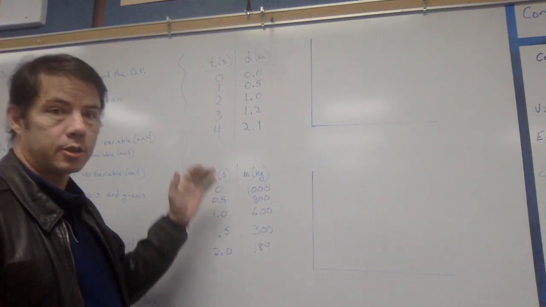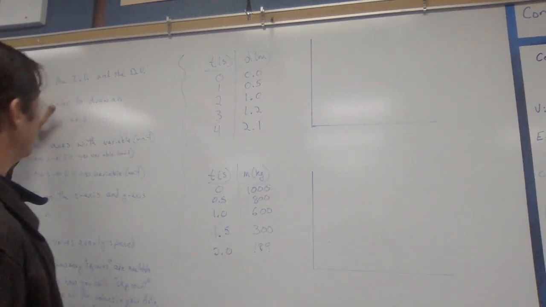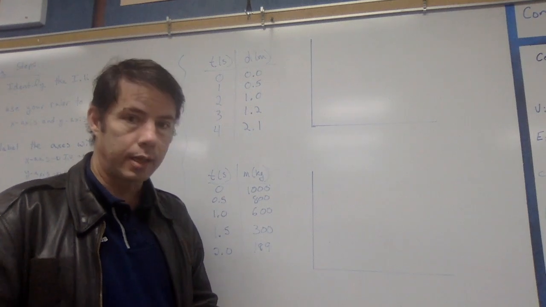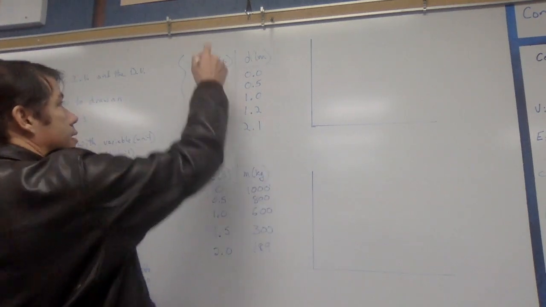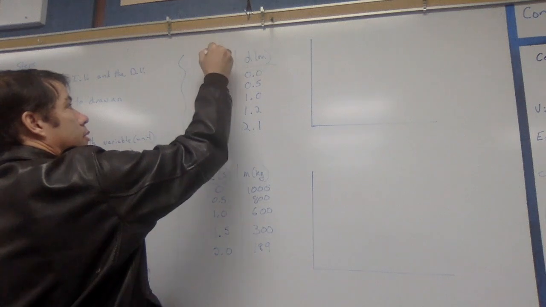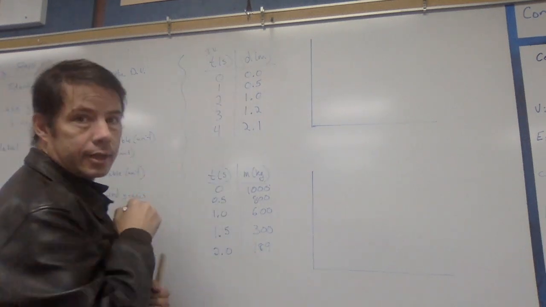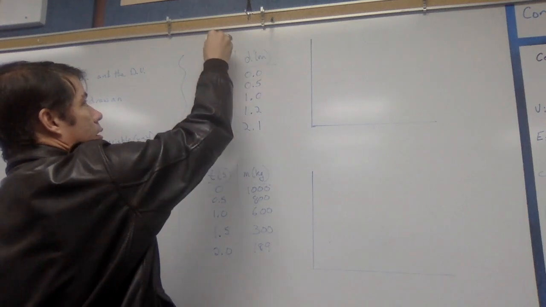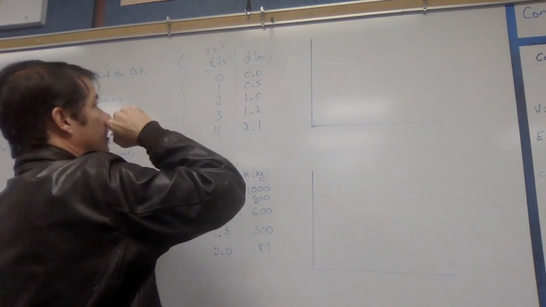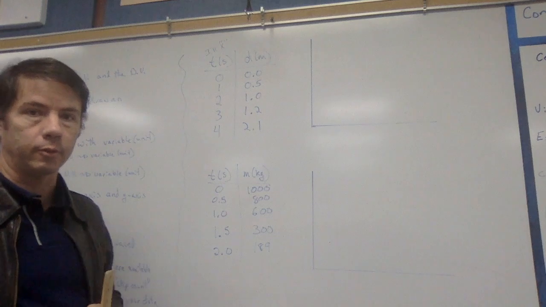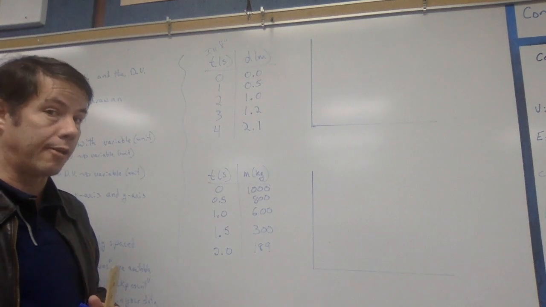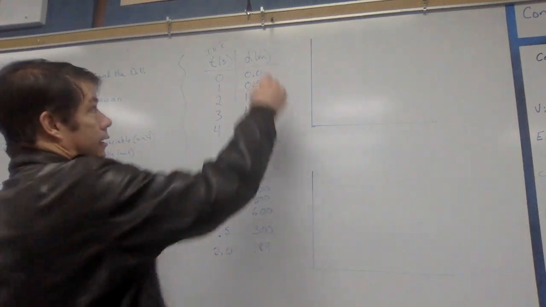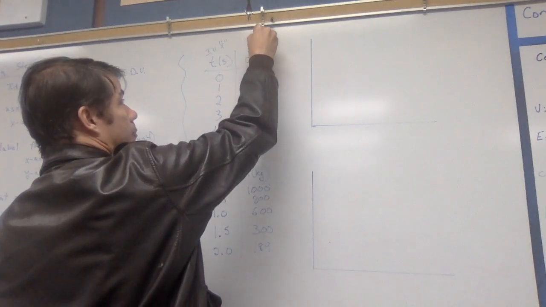Okay, so first thing we should do is Step 1, identify the independent variable and dependent variable. So our independent variable in this case is time. So how do I know it is time? Because it is the x-axis. The x-axis is where we put the independent variable. The independent variable now has a name, and it is called time. That means this is the dependent variable.